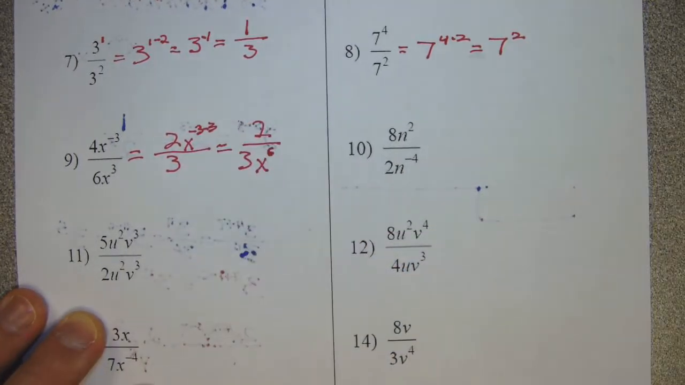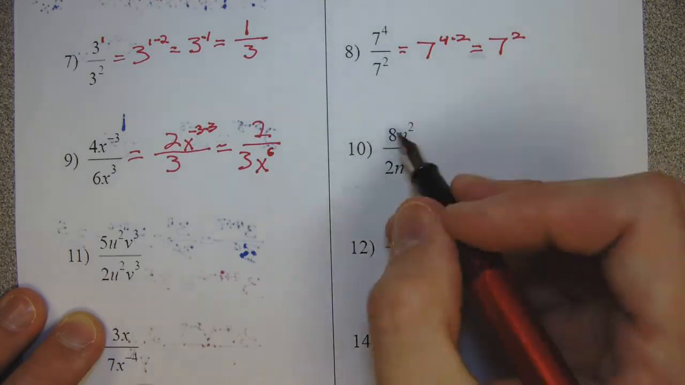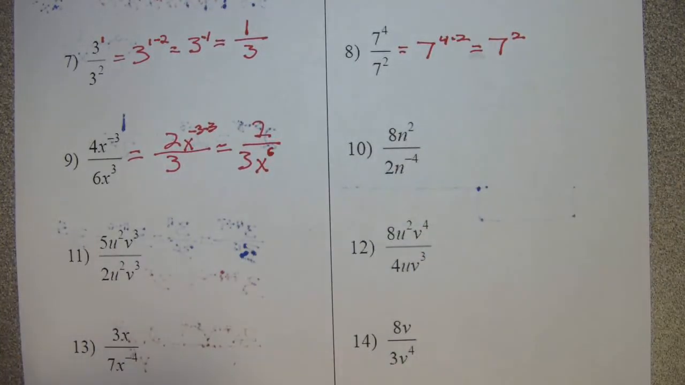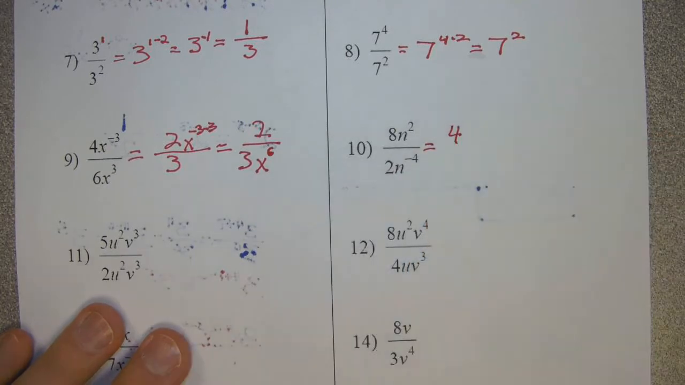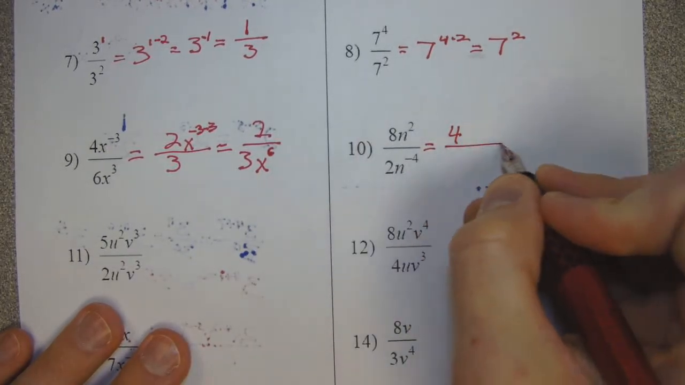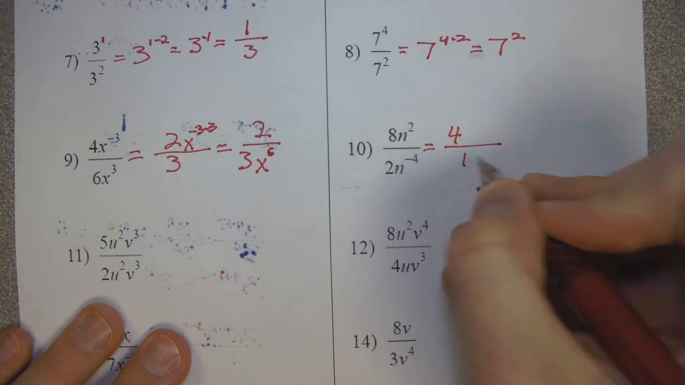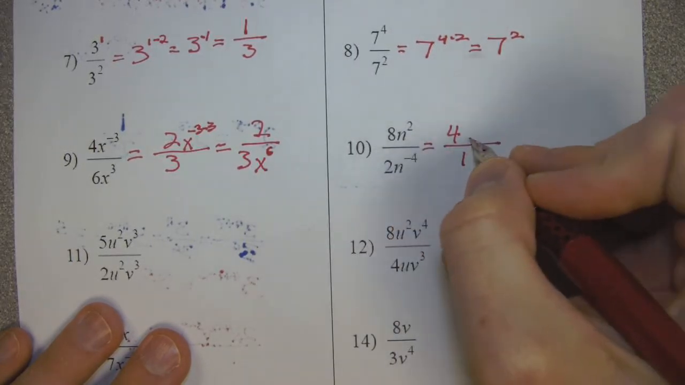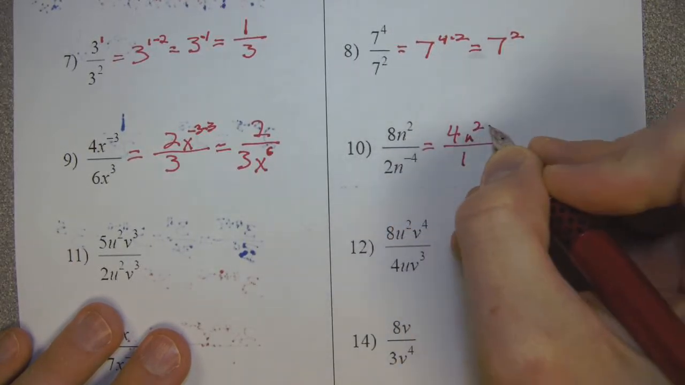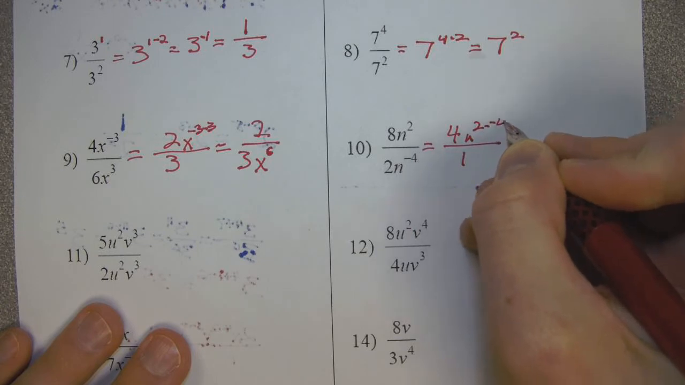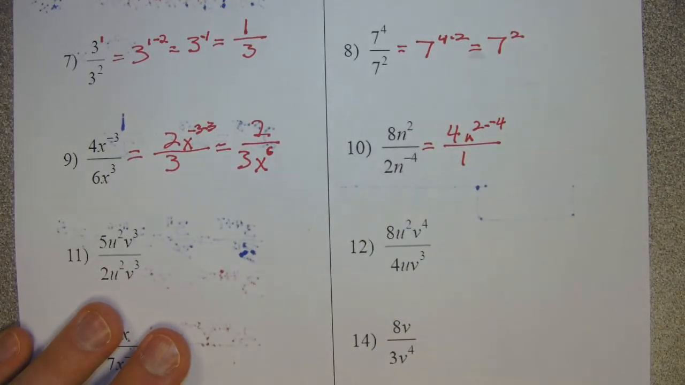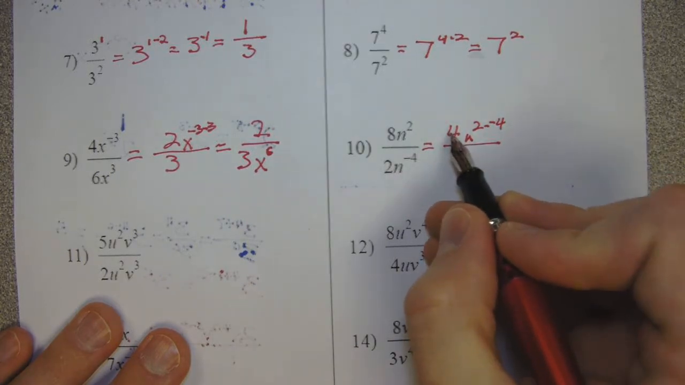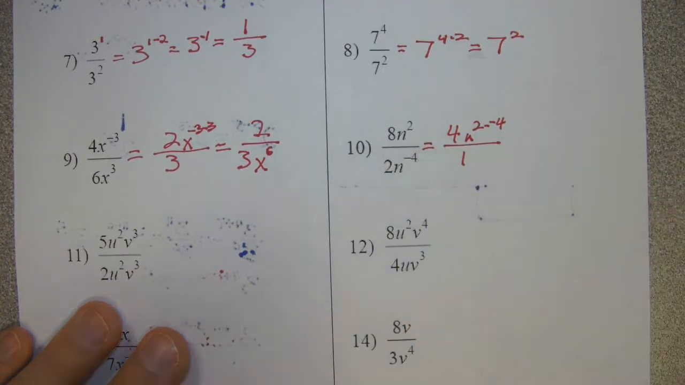Once it's there, we don't need the negative anymore. All right, we've got 8 over 2. Those are our coefficients, so we can divide those as normal. So 8 divided by 2 is 4. We'll write that up top here in the numerator. Here in the denominator, I'll have a 1 just as a placeholder. And then we've got n to the 2nd. And then, of course, we'll subtract a negative 4. All right, well, 2 subtract negative 4 is a fancy way of saying 6. So I'll end up with 4 n to the 6th power over 1.